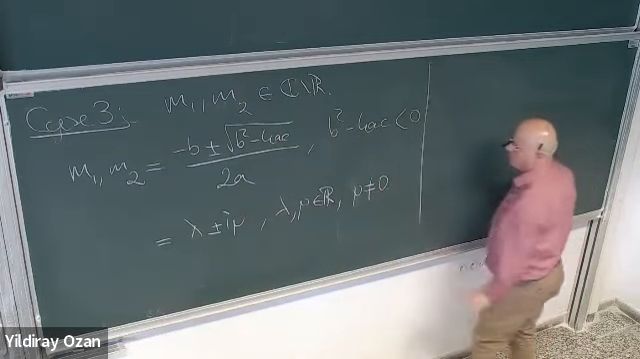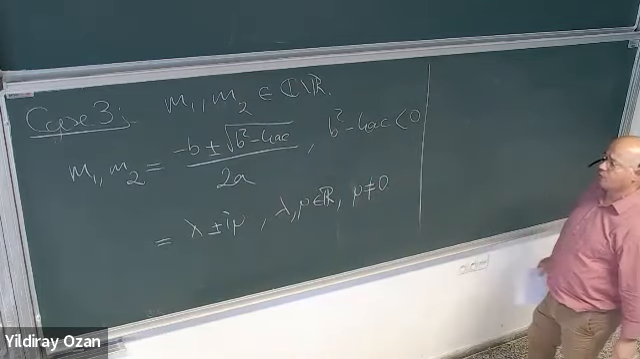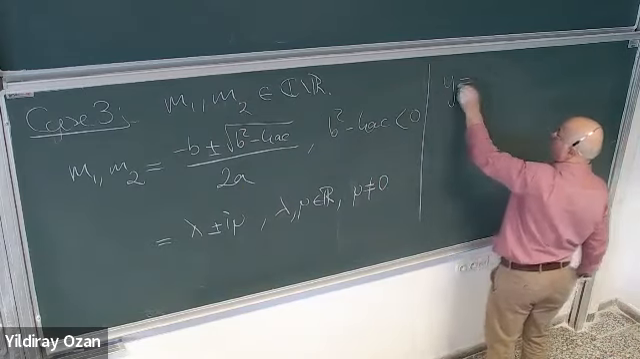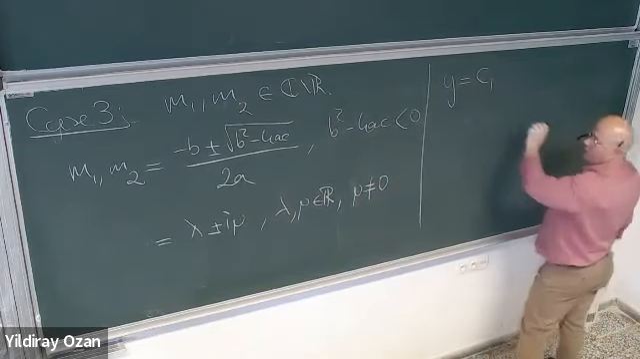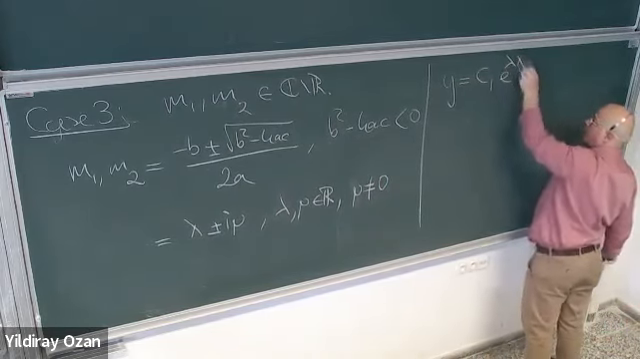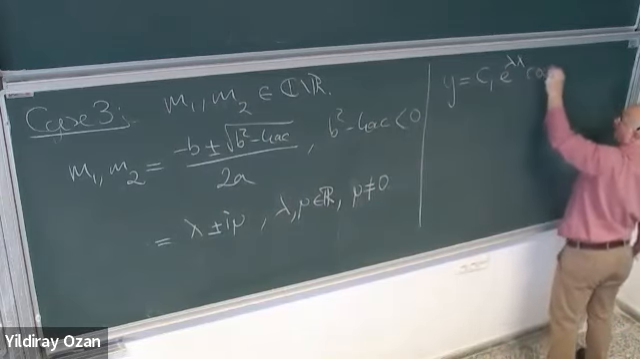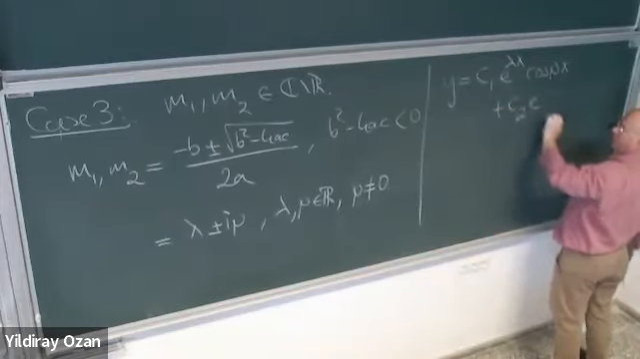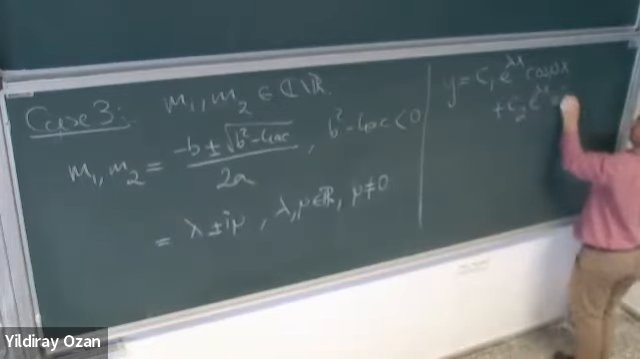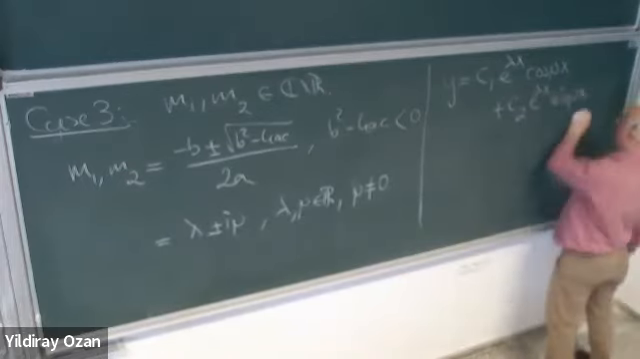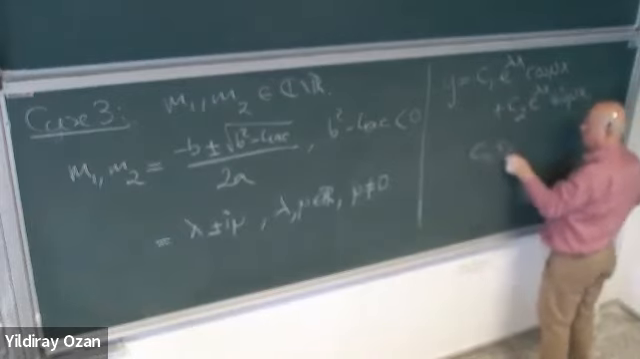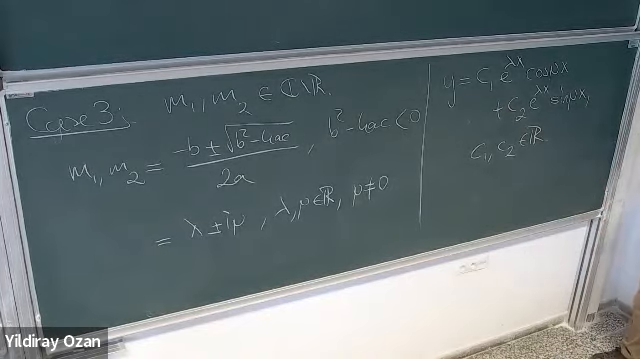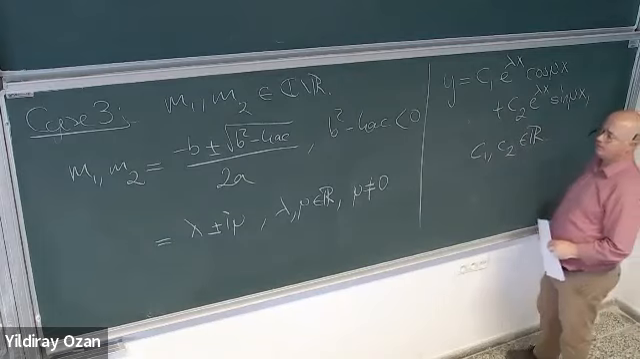In this case, the solution becomes what? The solution becomes C1 times e to the power lambda x cosine mu x plus C2 times e to the power lambda x sine mu x. Again, C1 and C2 are just real numbers. So that's the general solution.